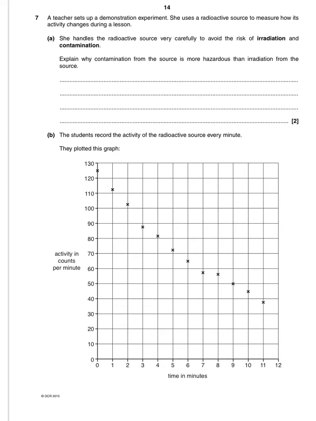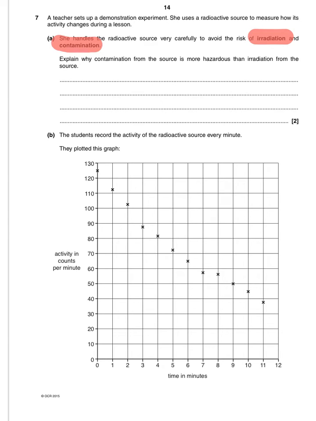Next, moving on to P6. I know my class has probably seen this one before, but it's worth going through it. Okay, so a teacher sets up a demonstration experiment. She uses a radioactive source to measure how its activity changes during the lesson. She handles the radioactive source very carefully to avoid the risk of irradiation and contamination. Explain why the contamination from the source is more hazardous than irradiation from the source.